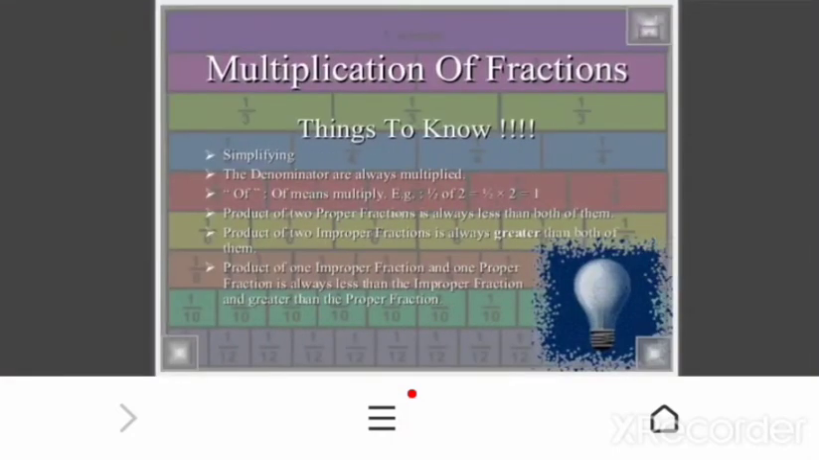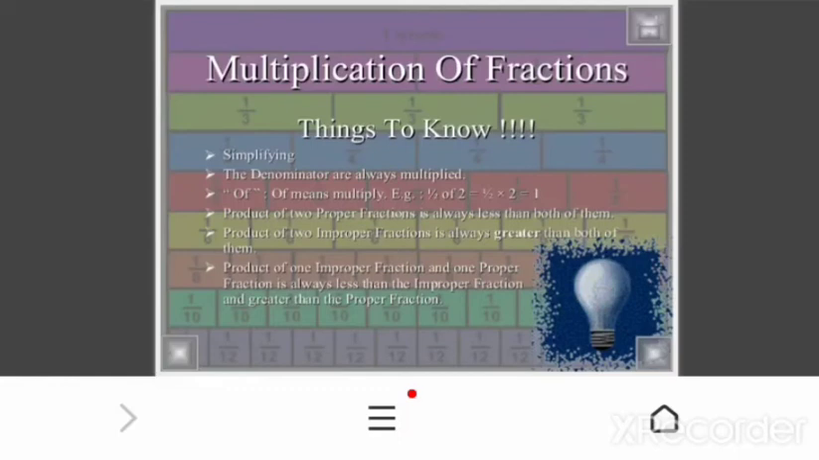Now children, multiplication of fractions. Let us try to understand how to multiply fractions. Before that, please keep in mind, first you simplify, then the denominators are always multiplied. Try to understand that denominators are always multiplied. Of means, children, multiply. For example, 1/2 of 2 means 1/2 times 2, that is equal to 1. So children, always remember, of means multiply. Then the product of two proper fractions is always less than both of them. Okay children. Next, the product of two improper fractions is always greater than both of them.